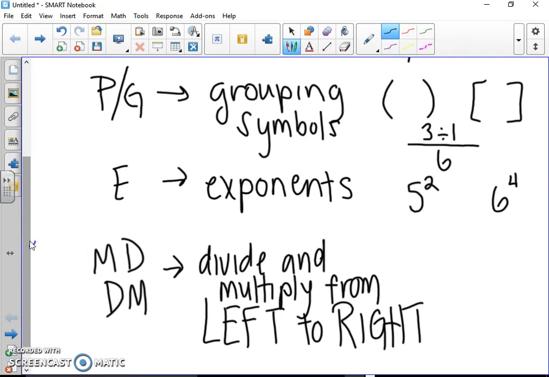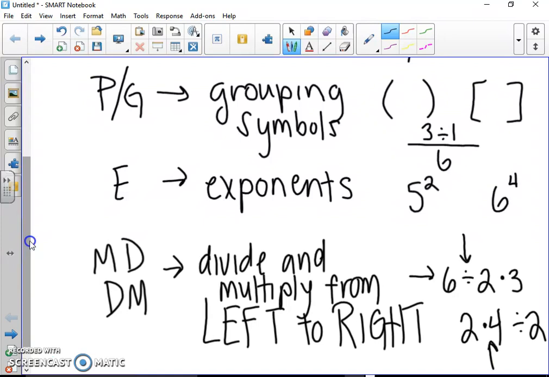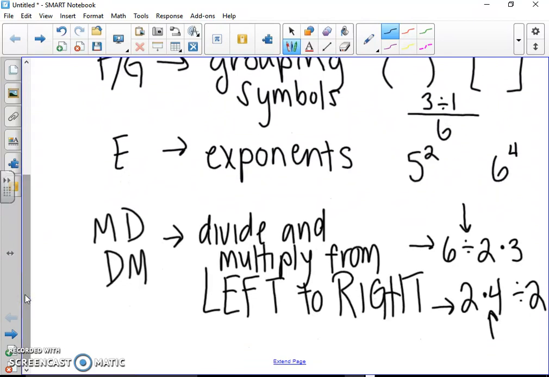So if you had something that looked like this, like 6 divided by 2 times 3, you would divide first because that's what comes first when you're going from left to right. If you had something like 2 times 4 divided by 2, you would multiply first because that's what comes first when you read from left to right. So just be very, very careful about that. It's one of the most common mistakes I see.